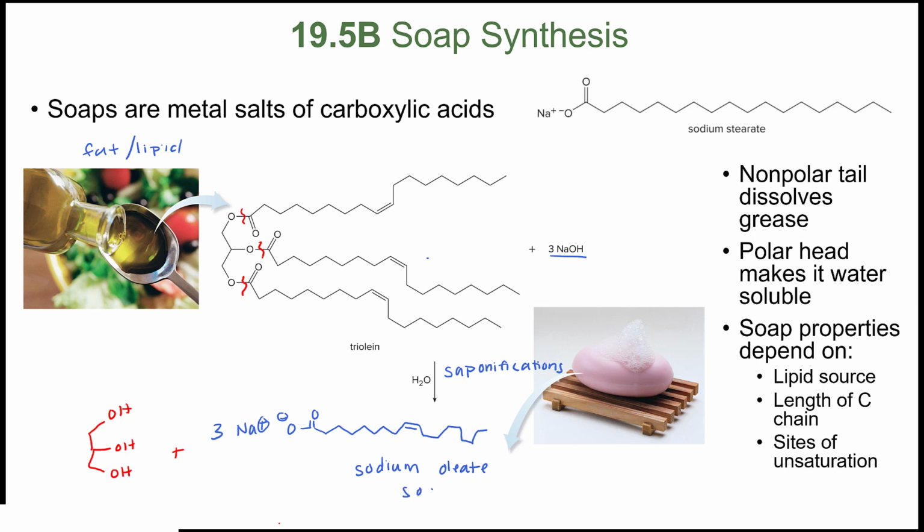Which is a soap. And if you remember, the nonpolar long carbon chain tails are what dissolves the grease. The polar head of the carboxylate salt makes it water soluble. And different properties of soap, whether you have a hard bar of soap or the soft soap, the jelly-like stuff, that will depend on what fat source was used. So if you use olive oil to make soap versus using something like vegetable oil or lard, that's going to change your soap properties. The number of carbons in the chains also changes the properties, as does the number of double bonds.